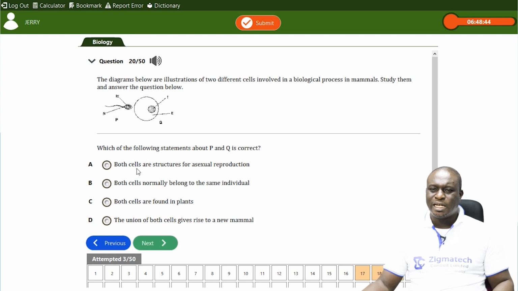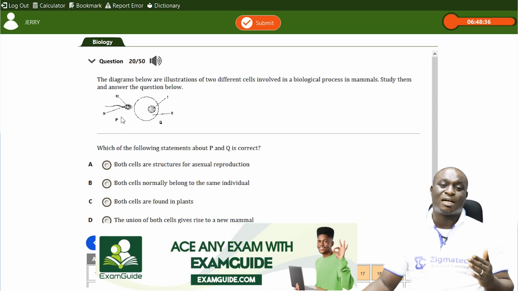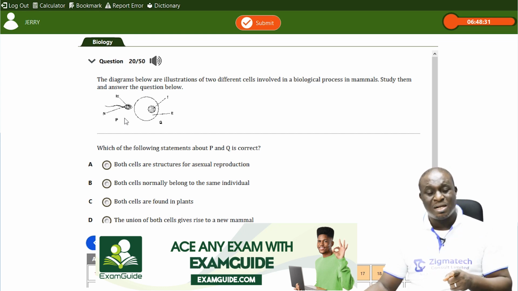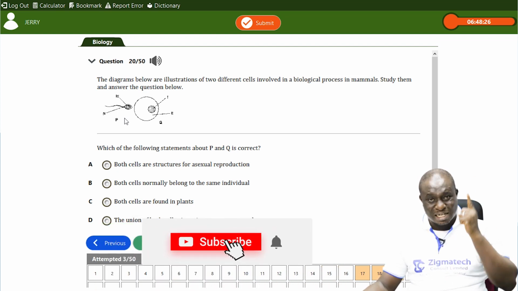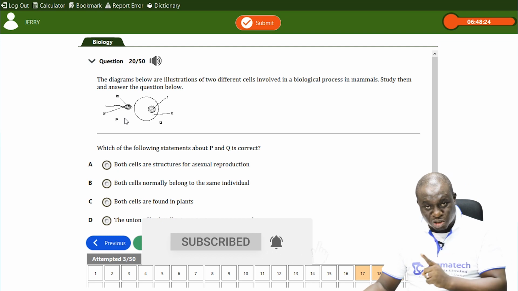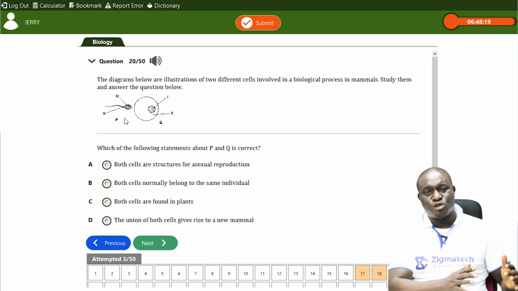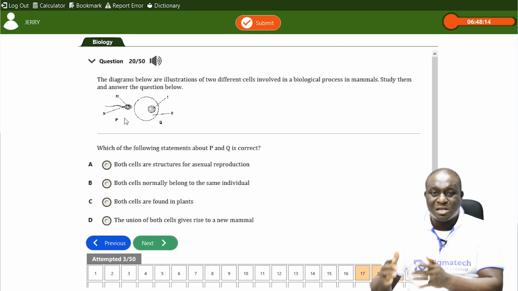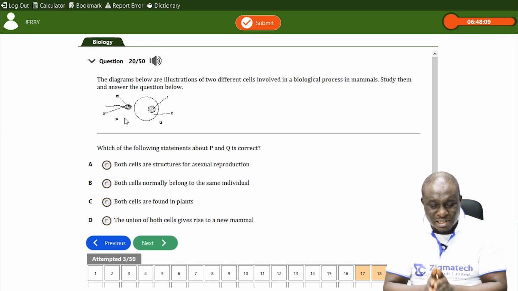It's never correct. Then option B, both cells normally belong to the same individual. Not true. Now, when we're looking at mostly animals, as it relates to mammals, mammals are not hermaphrodites. Mammals are not bisexual. Mammals are unisexual animals. So there is a male and there is a female. A male producing the male sex cell during biological intimacy, and then the female producing the female sex cell. So in mammals, bisexuality is not seen.